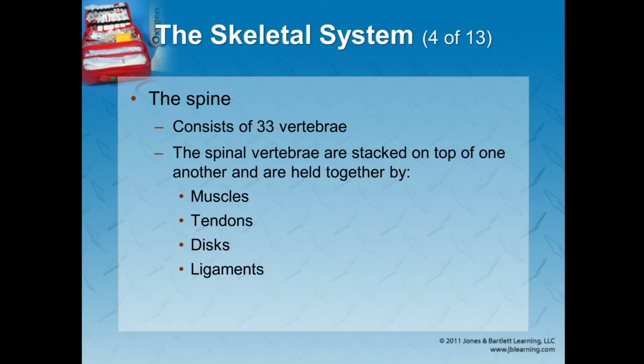We all have 33 vertebrae. We know that the spinal vertebrae are stacked on top of one another and are held together by muscles, tendons, discs, and ligaments. Now, I know some people can get confused on what a tendon or a ligament is, so we're going to go through and discuss what the difference is.